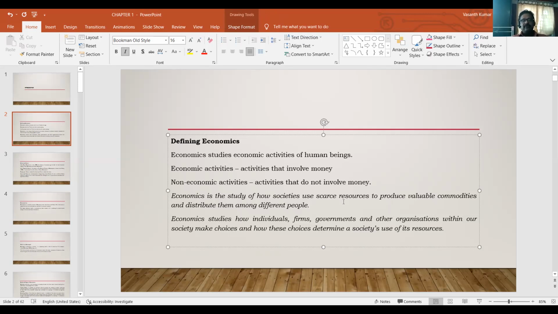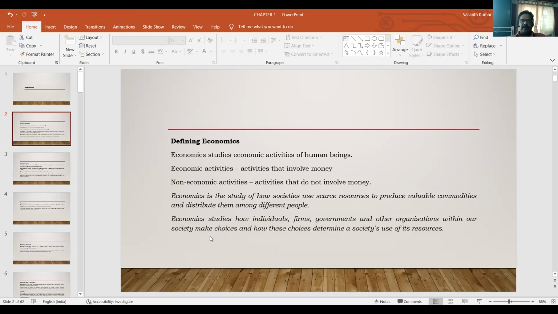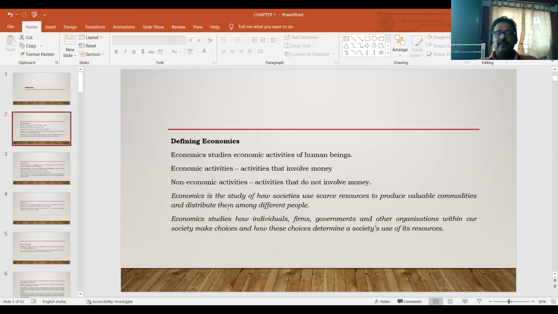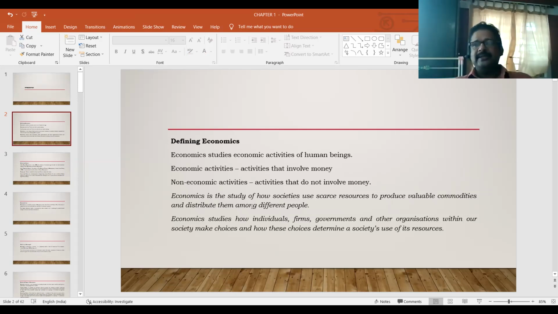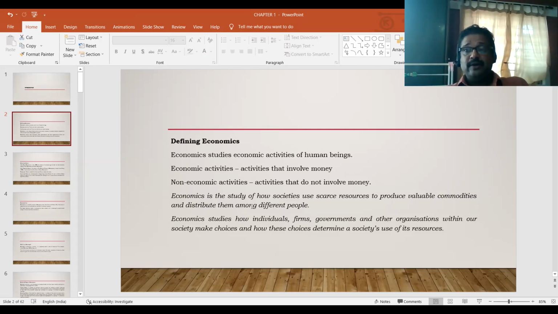Now, the definition of economics as given by experts: economics is the study of how societies use scarce resources to produce valuable commodities and distribute them among different people. This is one definition given to economics. From this definition, it is clear that the economic activities of an economy are to produce, distribute and then consume.